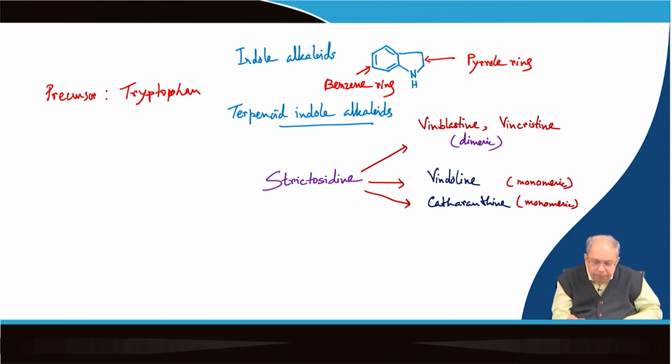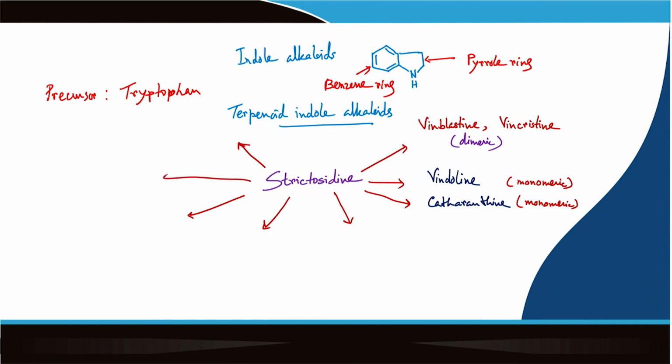For example, okay, let me put the arrow first. Vincamine. So, vincamine is found in the plant called Vinca minor, whereas all these alkaloids that I have written on the right side are found in the plant called Catharanthus roseus. The English name is periwinkle.